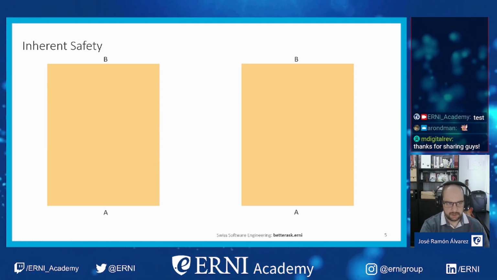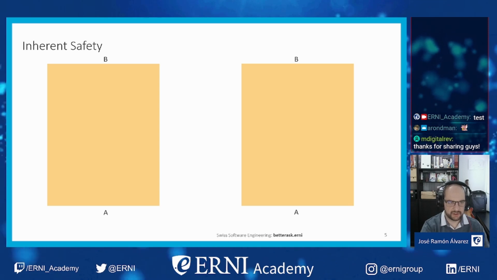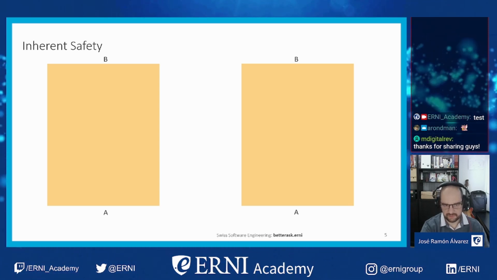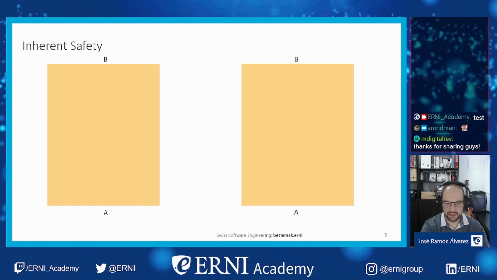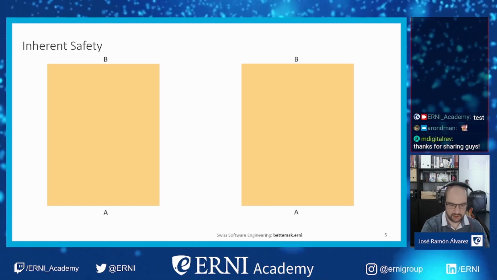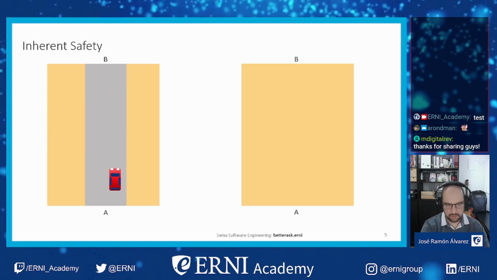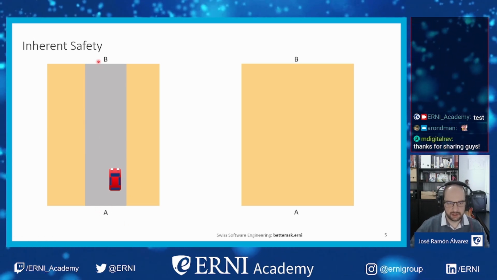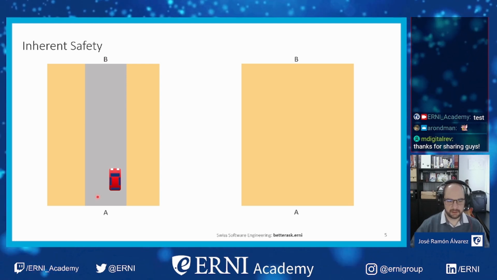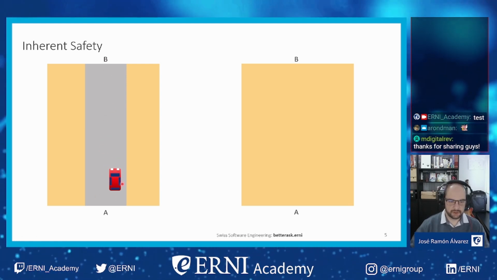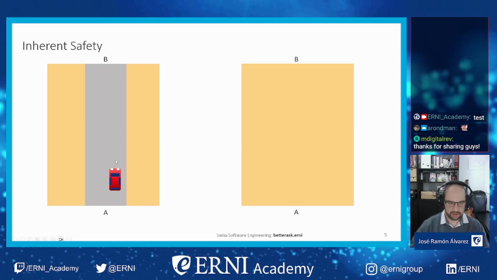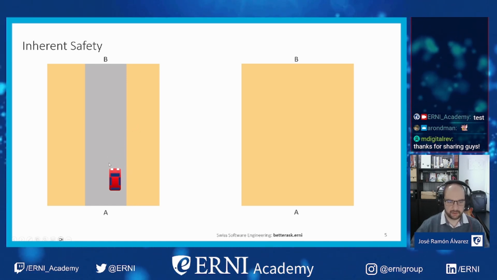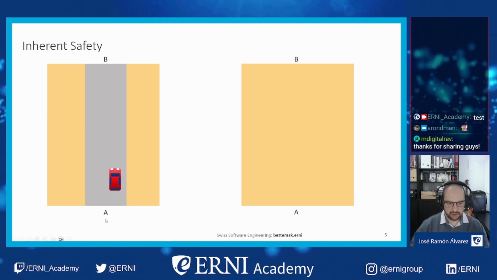Let's talk about what I call inherent safety. We can have systems that are safe inherently, that is, by default, and others that are not. If we have the problem of going from point A to point B, we can solve this problem by building a road and using a car. But the car can go off the road easily if we are not very keen drivers.